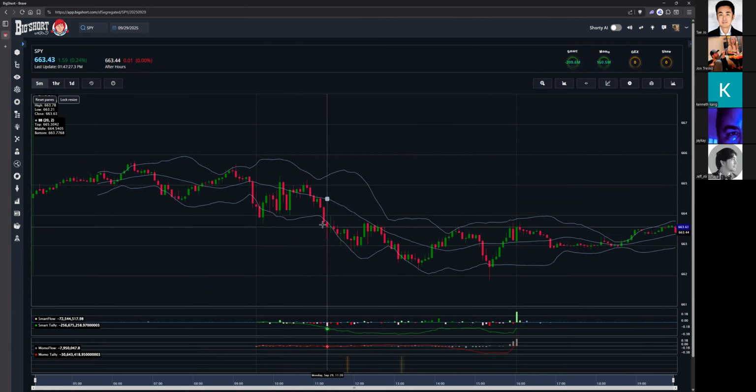Okay, let's see. 15, 30, 45, 1 hour. Let's see when we break down. Right here. Yeah, it's right around on time. Like it's not early, it's not late. It's right around on time. So we get this breakdown, big force, retrace, and then a weaker follow through force. And that's pretty much the easy trade.